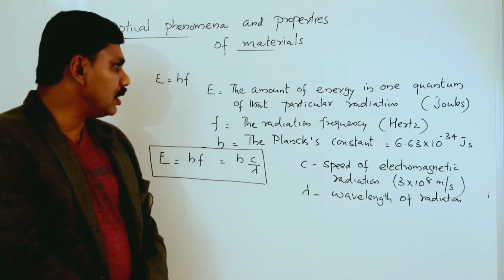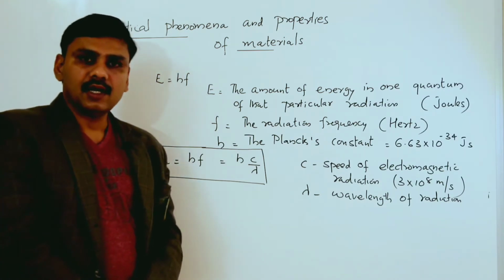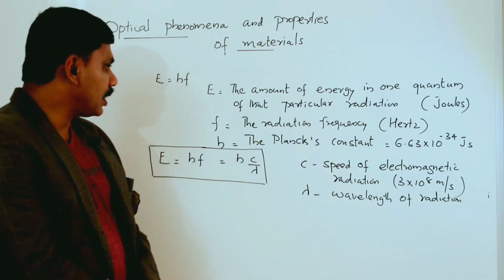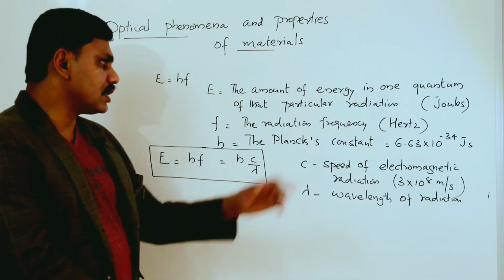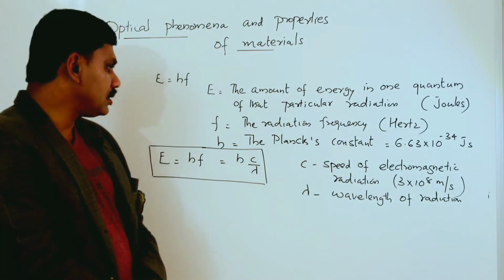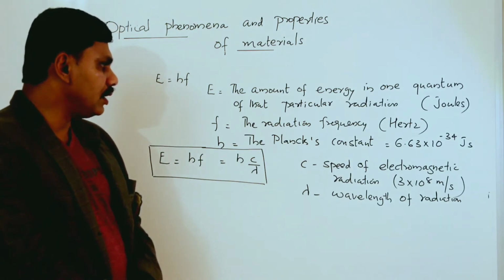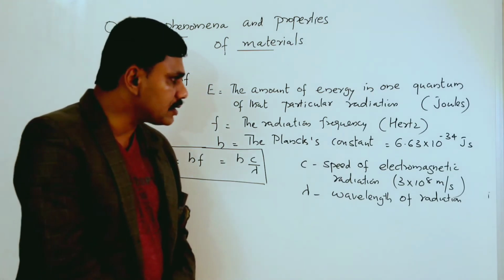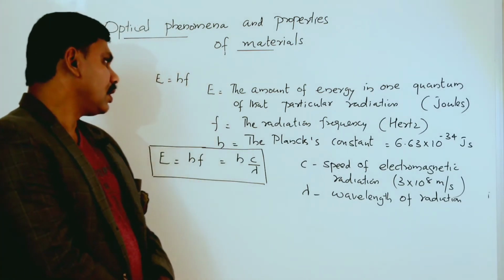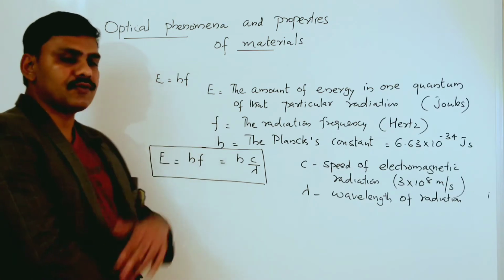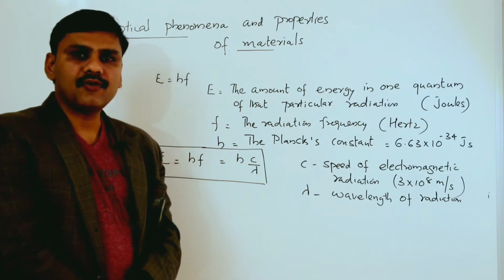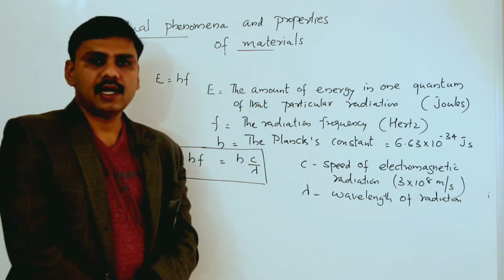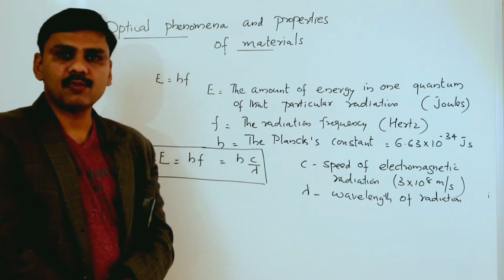E means what? The amount of energy in one quantum of that particular radiation. F, the radiation frequency, is measured in hertz, and H is Planck's constant. Its value is 6.63 multiplied by 10 to the power minus 34 joule second. So E equal to hf is the energy of the packets of energy, and the packet of energy is known as quantum of energy.